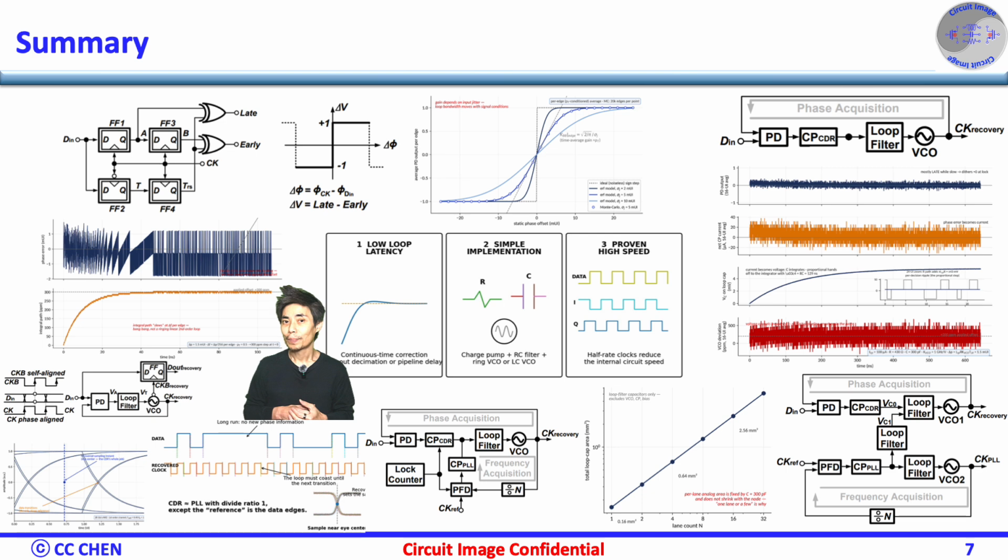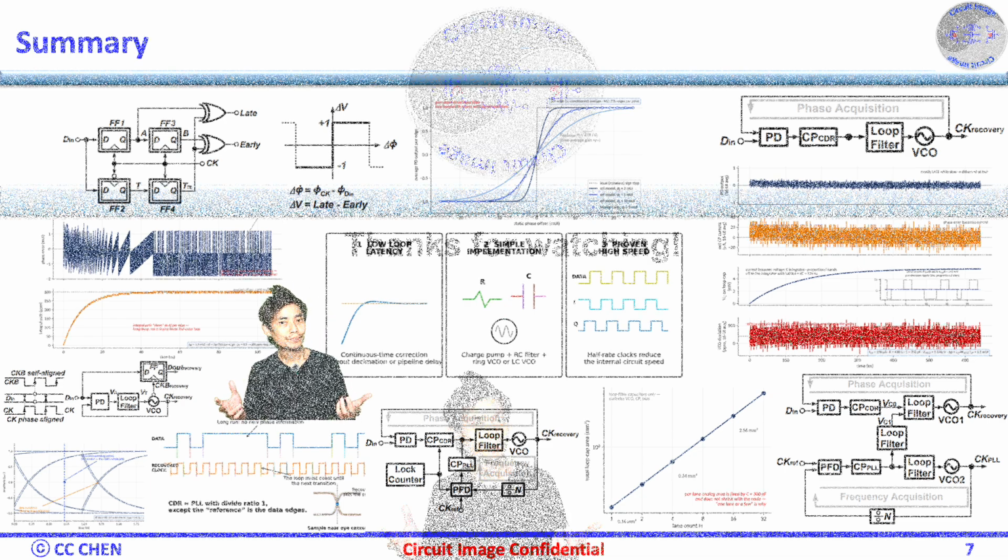In the next video, we'll look at those weaknesses. We'll discuss control voltage range, capacitor leakage, loop filter area, PVT sensitivity, and the difficulty of observing and freezing an analog loop.